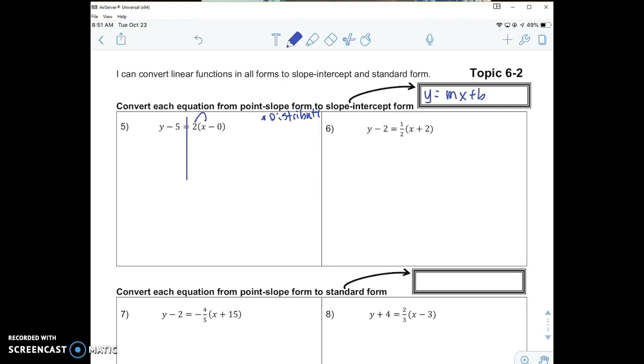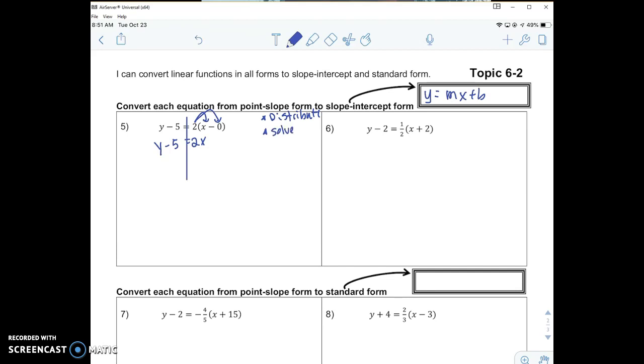So on number 5, I need to distribute positive 2 to everything inside those parentheses. 2 times x gives me 2x. 2 times 0 is just 0, so I don't need to write that. And I'm carrying down everything on the left side.